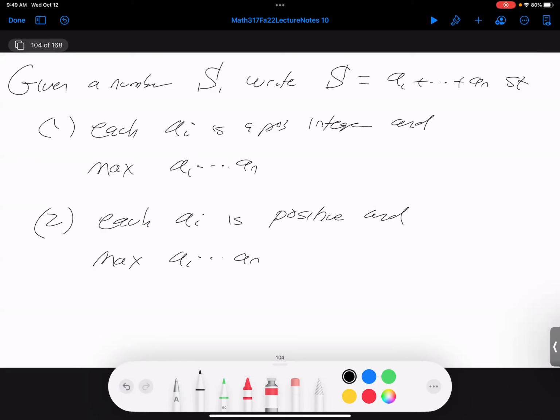Can anybody give me a lower bound on any of the A's? And then we'll stop. I want to maximize the product. Give me a lower bound on the A's. 1, right? If any of the A's is less than 1, just push it into something else. All right, so this is a good place to stop.